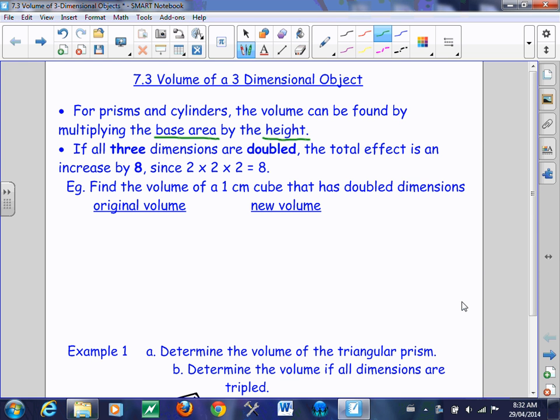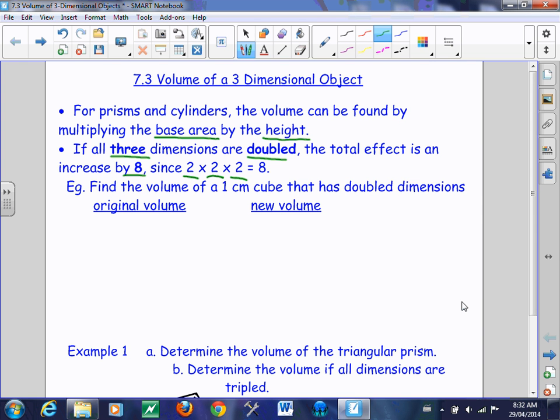Then you need to be careful of when dimensions get doubled or tripled. We'll do an example here in a sec. But if all three dimensions are doubled, then the total effect is an increase by 8 because, for example, it's going to be 2 in one direction, 2 in the other, and 2 in the third to give you 8 times the effect. Let's take a look here at this example to explain it.